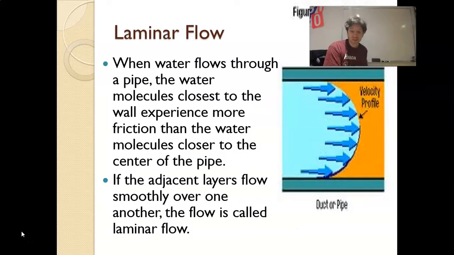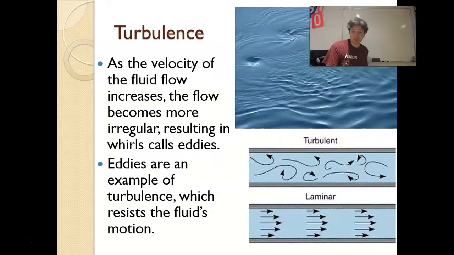Okay, here's another term, laminar flow. So let's say you had a pipe and you had water going through that pipe. If you have, just like this picture, each successive layer moving smoothly over top of the previous one, this is called laminar flow. However, if that flow becomes more irregular, and you get these little whirls called eddies, this is called turbulent flow. And this can certainly happen if you have an object moving through a fluid too fast.